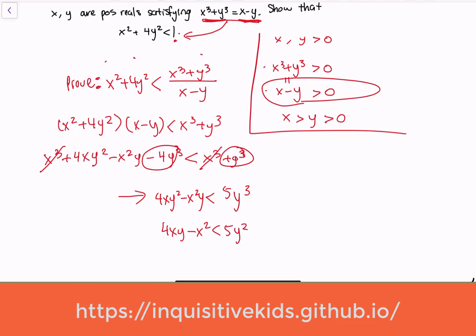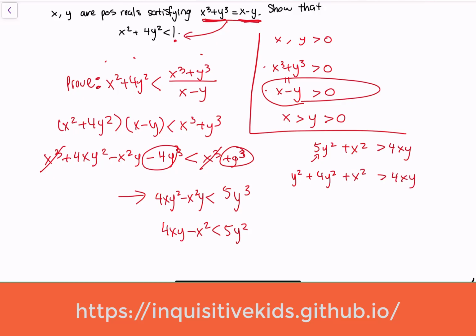Now, how can we finish this proof? This is where the AMGM inequality comes in. Let's first move the negative x squared to the other side. That way, we don't have to deal with negatives. We're going to apply the AMGM inequality. We know that this 5y squared can be split up into y squared plus 4y squared plus x squared.